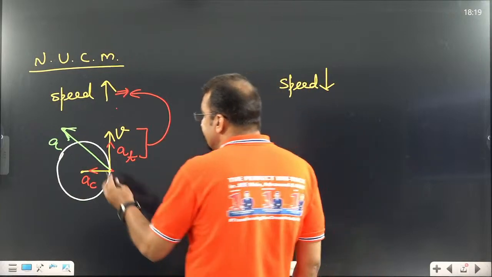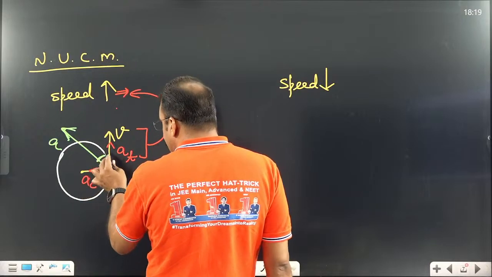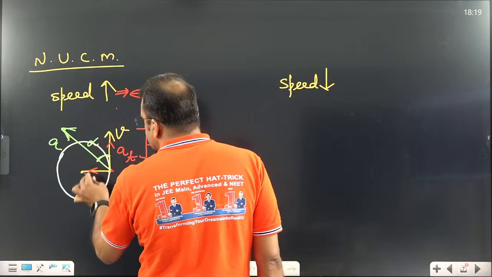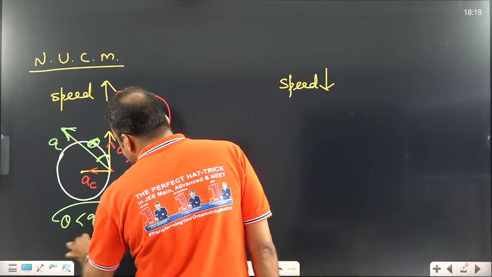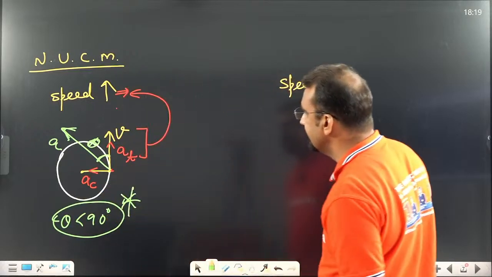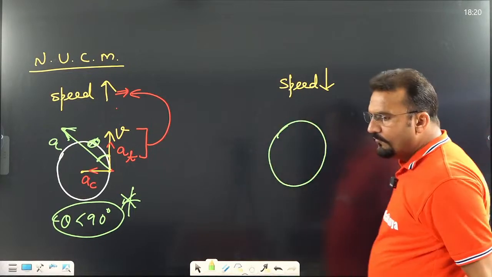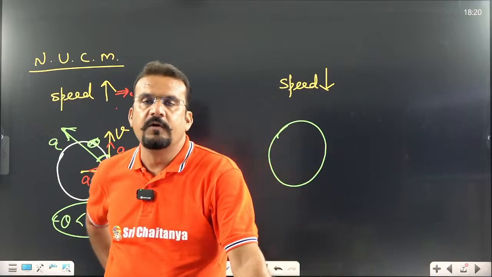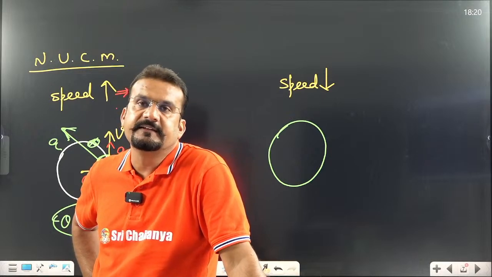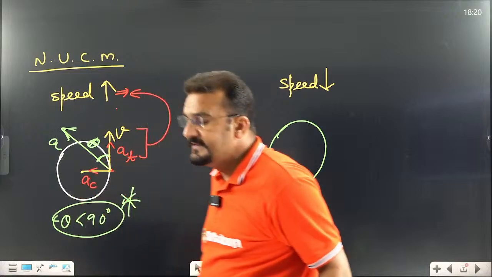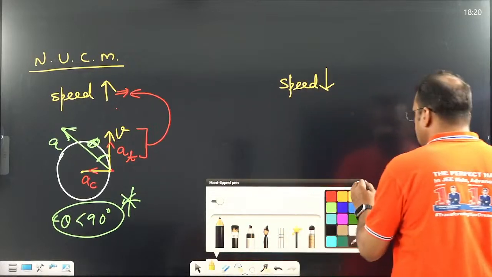So you know that in this case, let us assume the angle with velocity is theta. Theta is less than 90 degrees, meaning an acute angle, very, very, very important. Now in this case, you try to do it by yourself. What is my question? Whenever speed decreases, what is the angle between net acceleration and velocity? Whether it is an acute angle or an obtuse angle. Try to do it by yourself.